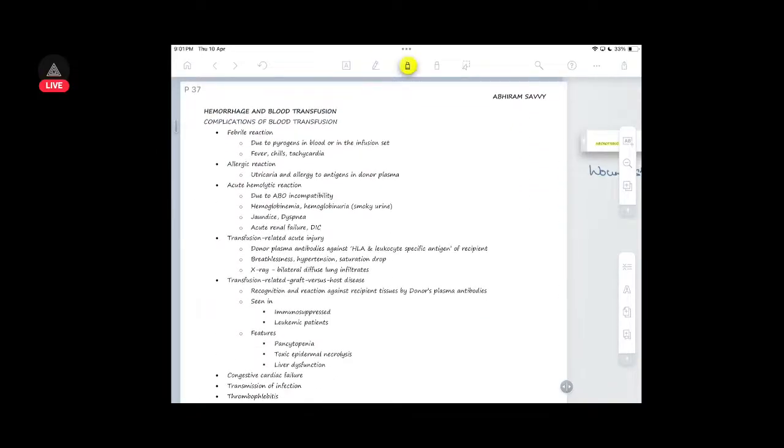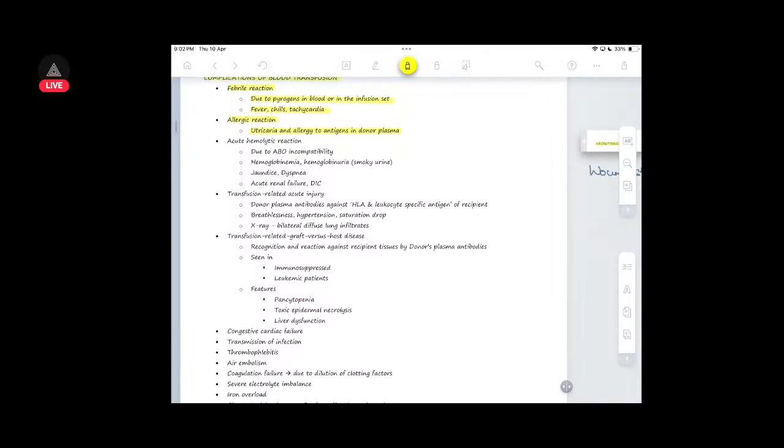Then hemorrhage and blood transfusion. Complications of blood transfusion: you have febrile reaction due to pyrogens in blood or in the infusion set. You have fever, chills, tachycardia. Allergic reaction: you have urticaria and allergy to allergens in the donor plasma. You have acute hemolytic reaction due to ABO incompatibility. Hemoglobinemia, hemoglobinuria, like a smoky urine you can see. Then you have jaundice and dyspnea, acute renal failure, and DIC.